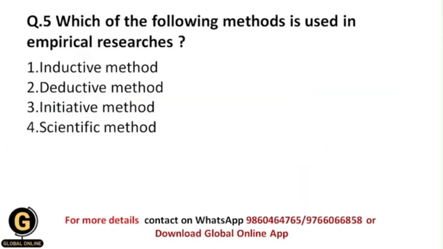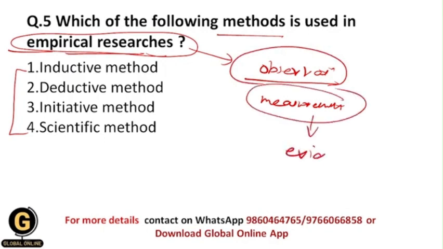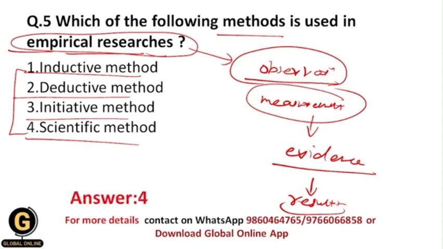Next: which of the following methods is used in empirical researches? Empirical research means the research approach in which we have a proper observation and a proper measurement of the collected data, and based upon them we have strong evidence, and based on this evidence we get the results. So whether we use the inductive method, the deductive method, the intuitive method or the scientific method, the correct answer to this question is 4, the scientific method.